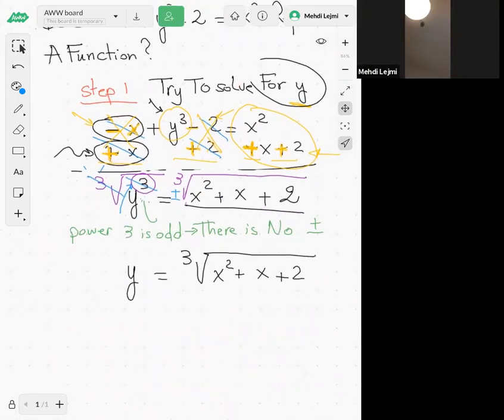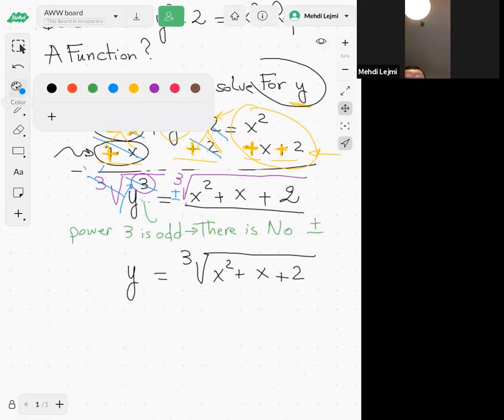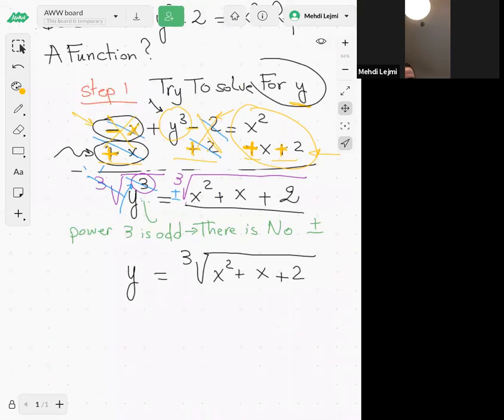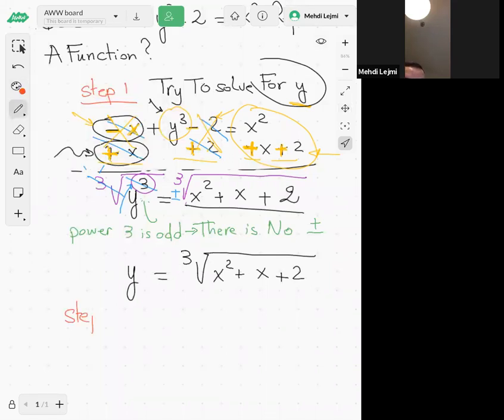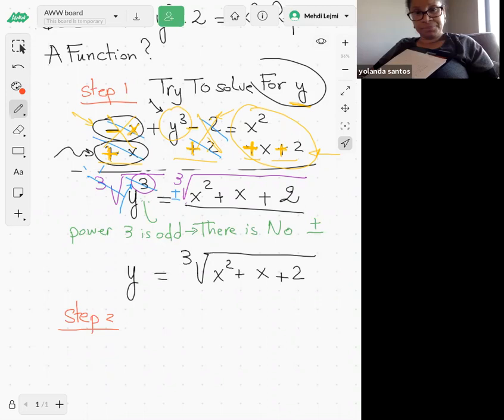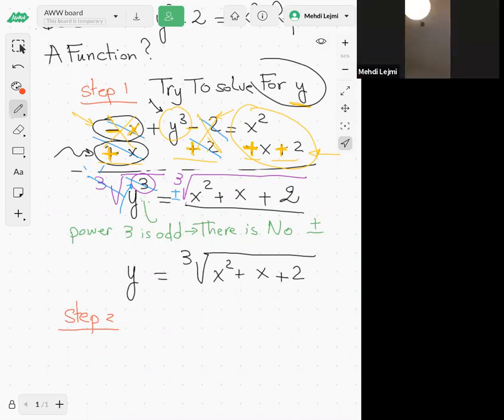Now I've got my y. So this is the first step, and I'm done with it. Now I can move to the next step. In step 2, remember, we have to check if this equation represents a function. X is supposed to be my input and y is supposed to be my output. So we need to check if for each input we have exactly one output. Let me write it down here for you.